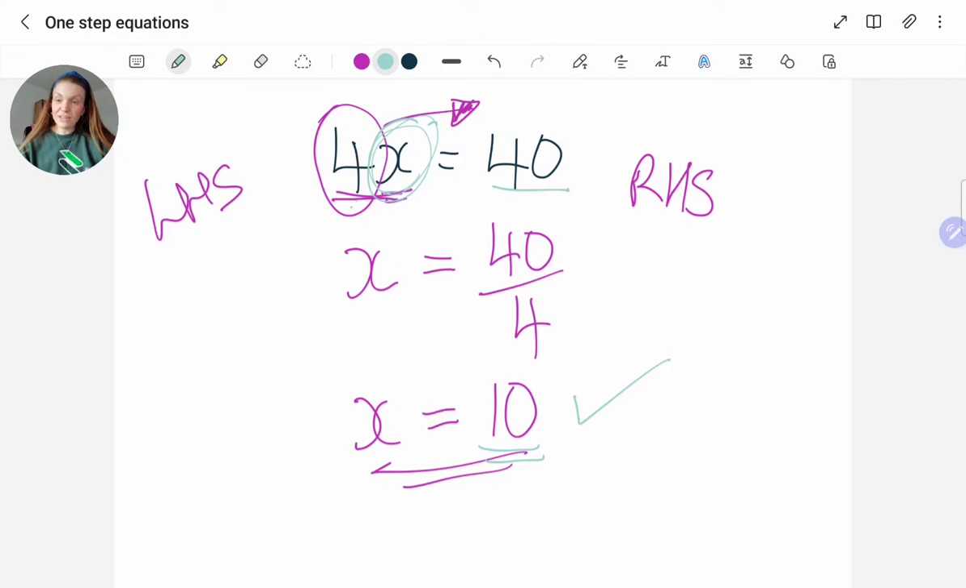Okay, so I hope this video helps you do one-step equations using the cross the bridge, change the operation, change the sign method. And if your school or college does the balancing method, you can go and check out that video also.